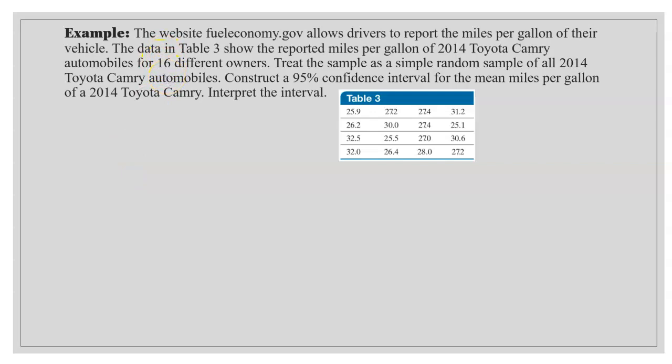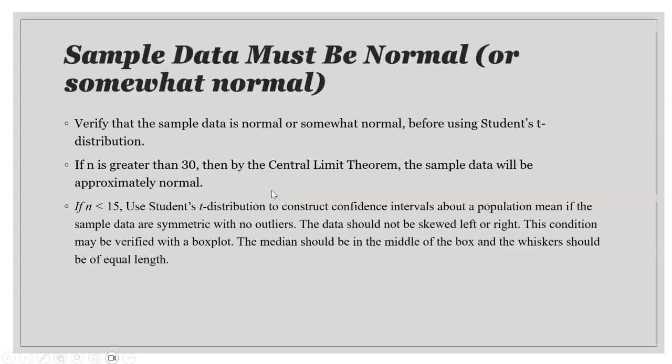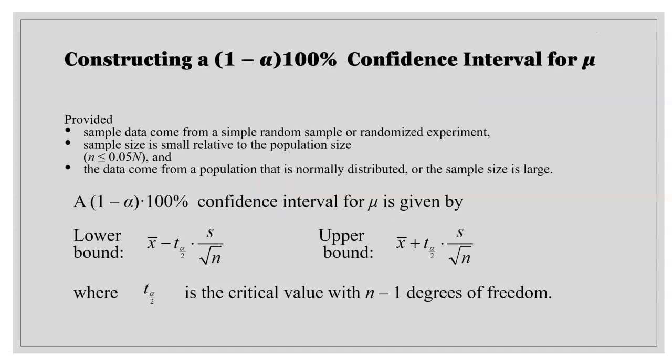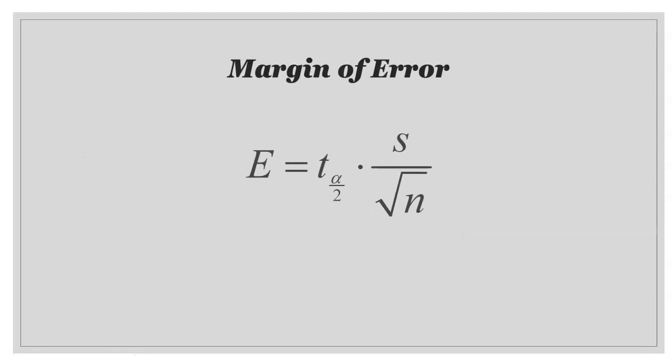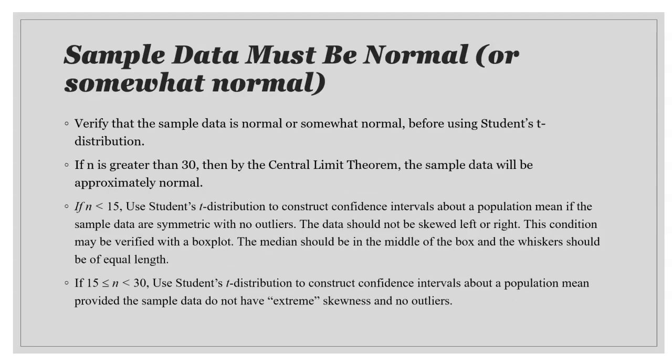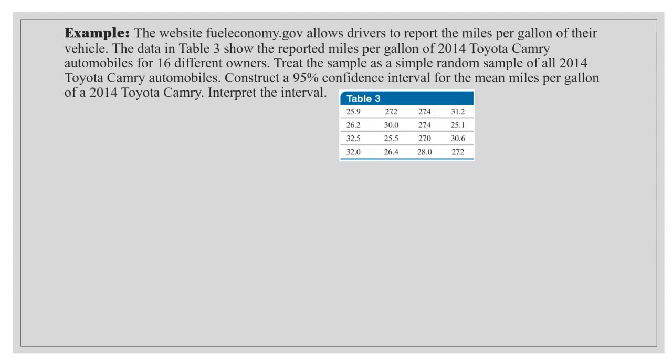And just in case y'all wonder what I'm talking about, let me go back really quick. That second criteria was here, where your sample size had to be less than or equal to 0.05 of the total population. And so I took 16, which was my sample size, and divided by 0.05, and I got 320, which says that my population size needs to be 320 or bigger. And I'm pretty sure there are more than 320 2014 Toyota Camrys driving around here, okay? So that's the second thing.